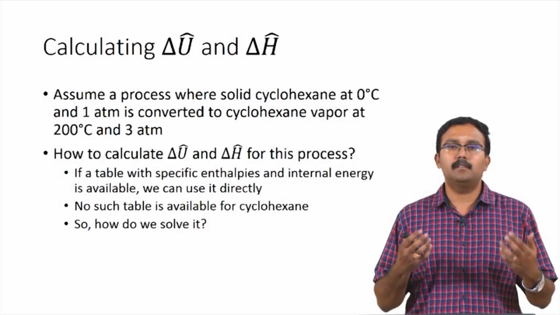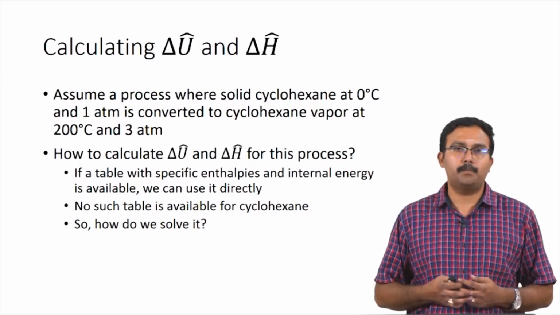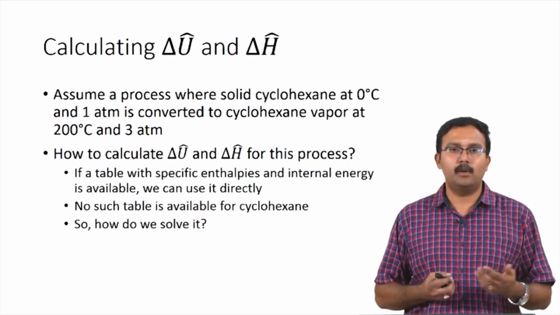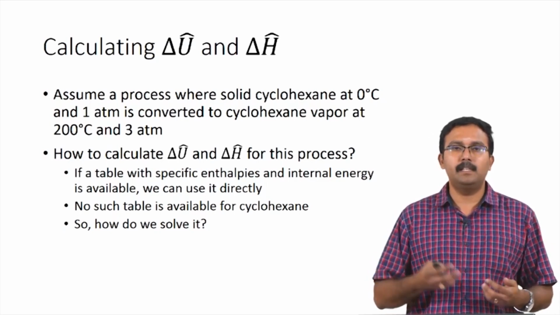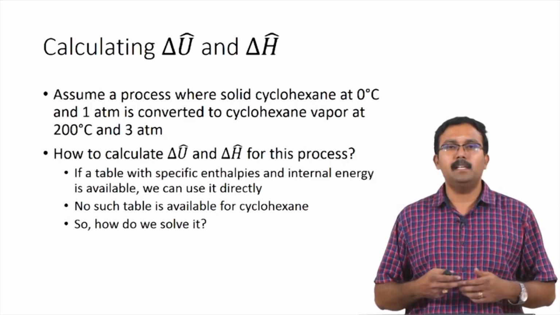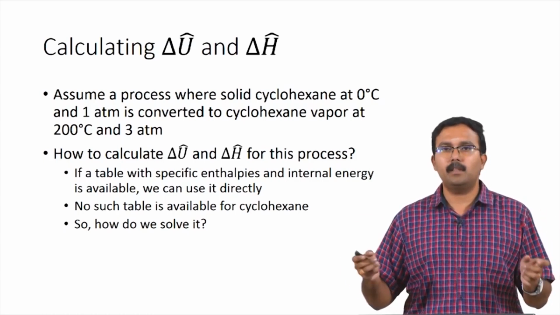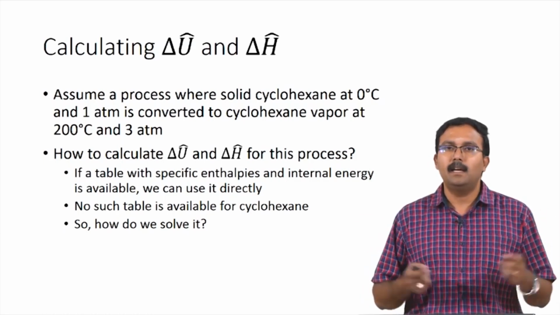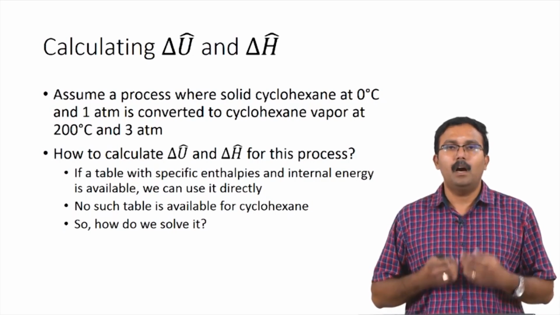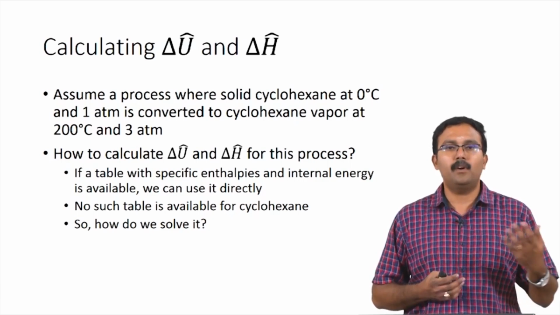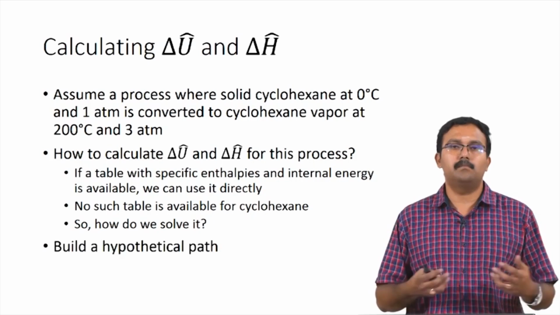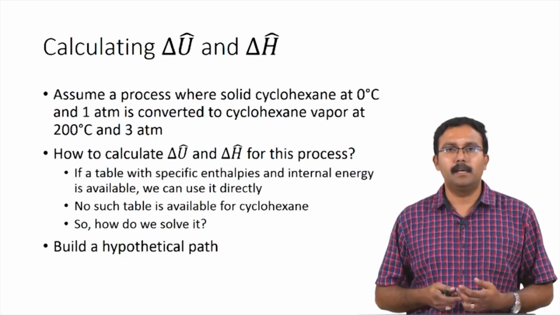How do you calculate change in internal energy or enthalpy for such a process? If you had a table like a steam table, if you had a table for cyclohexane which gives you the internal energies and enthalpies in reference to a reference state, you can basically take these two conditions, identify what their internal energies or enthalpies are and find the difference, and you would be able to get the change in internal energy or enthalpy. However, no such table exists for cyclohexane. So, what do we do to solve it? That is where building a hypothetical path comes into play.